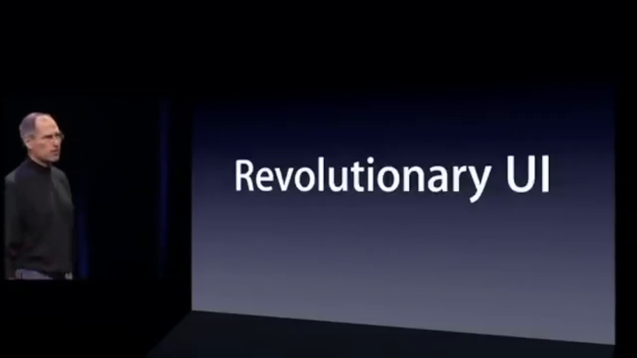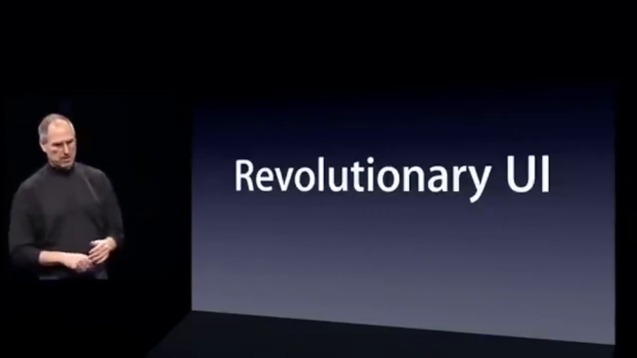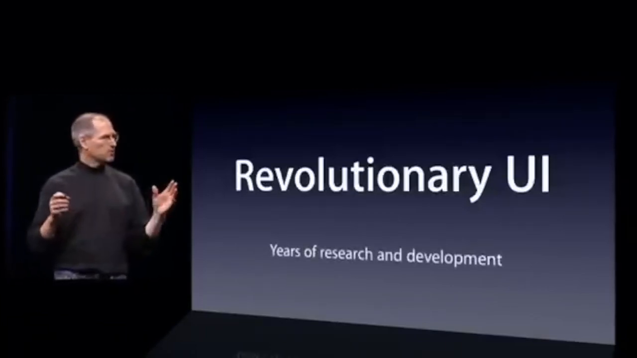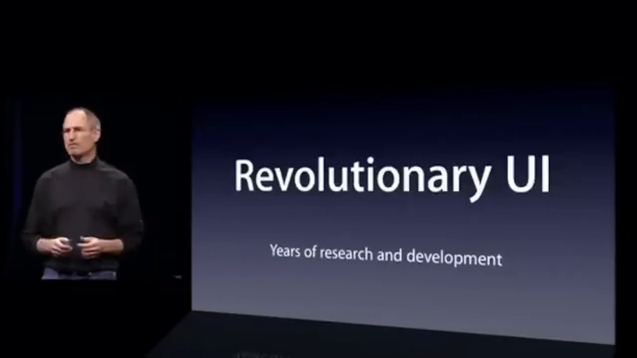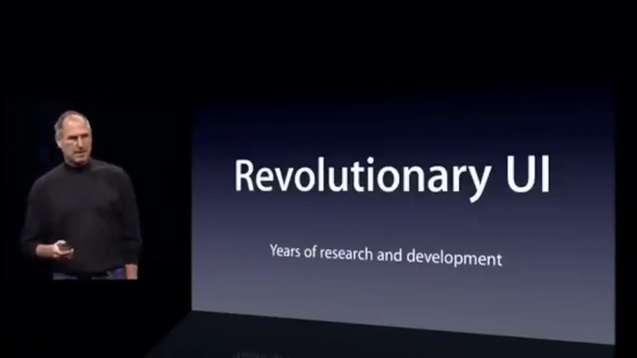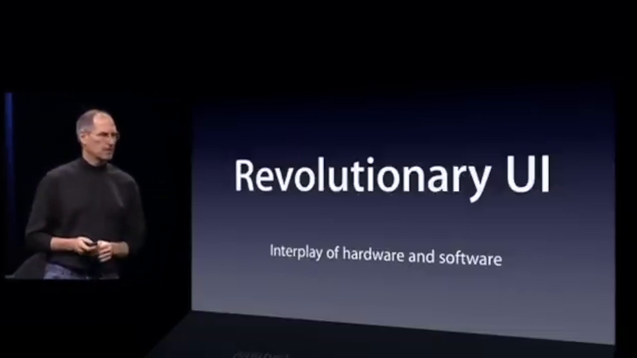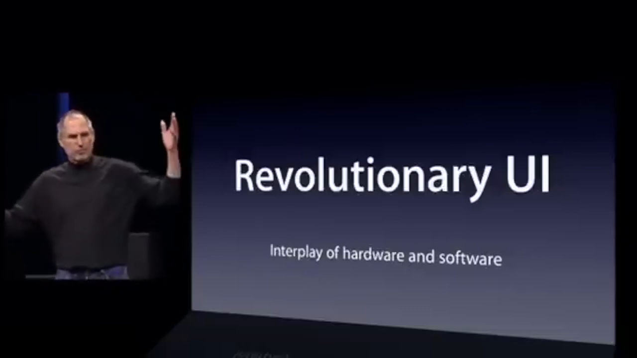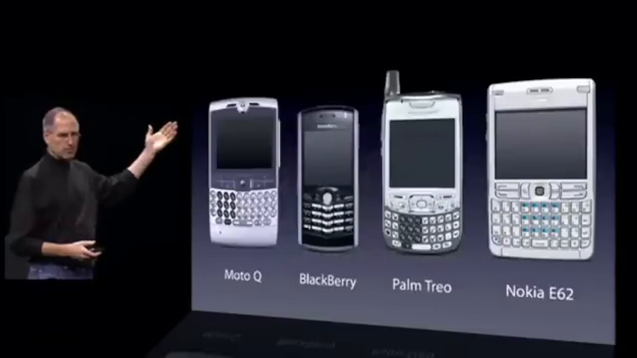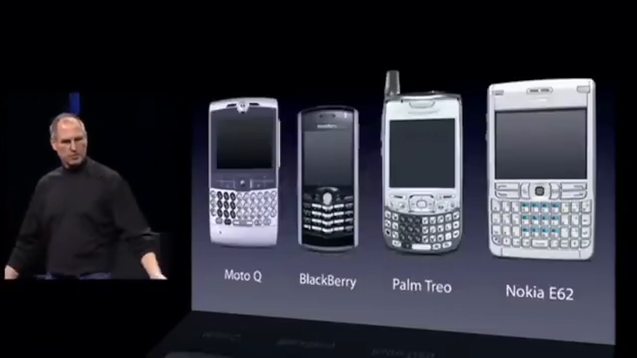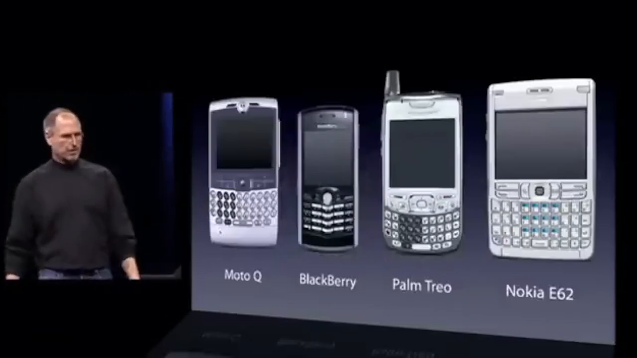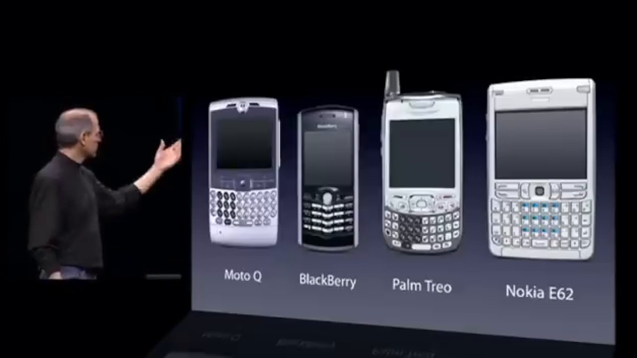...with a revolutionary user interface is the result of years of research and development. And, of course, it's an interplay of hardware and software. Now, why do we need a revolutionary user interface? I mean, here's 4 smartphones, right? Motorola Q, the BlackBerry, Palm Treo, Nokia E62, the usual suspects.